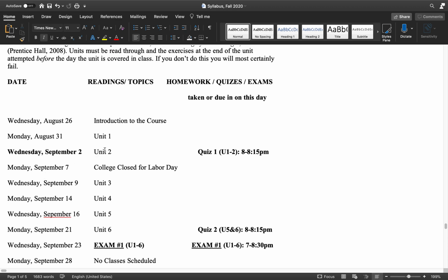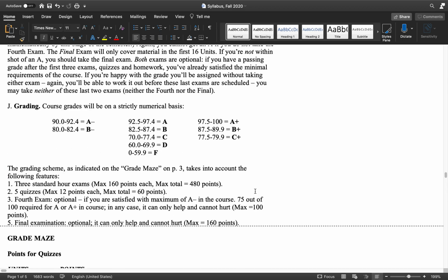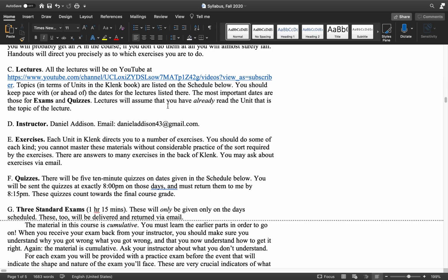But there's no need for you to watch all the lectures for Unit 3 on that specific date or anything like that. The only dates and times that are set in stone are the ones in this third column. Okay. All right. So that's the lectures.